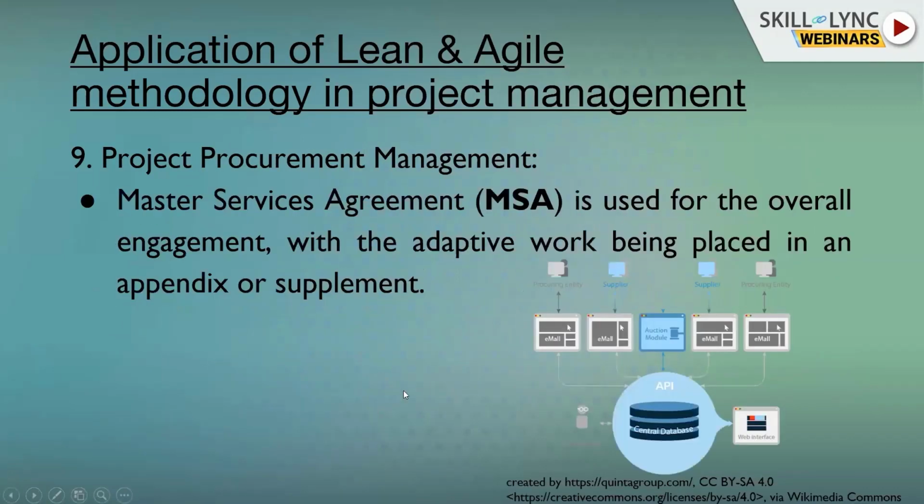Moving forward, larger projects may use an adaptive approach for some deliverables and a more stable approach for other parts. In these cases, a governing agreement such as the Master Services Agreement, MSA, may be used for the overall engagement, with the adaptive work being placed in an appendix or supplement. This allows changes to occur on the adaptive scope without impacting the overall contract.